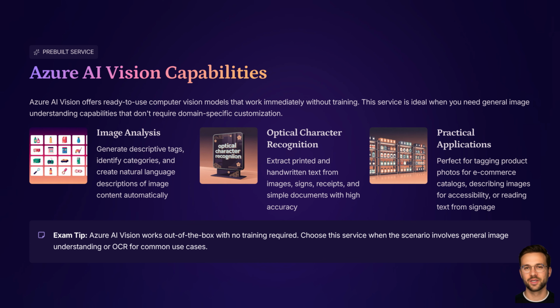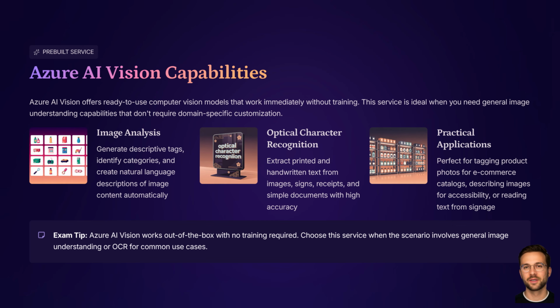Typical scenarios where Azure AI Vision is a good fit include automatically tagging product images for an online catalog, detecting whether an image contains certain common objects or scenes, extracting printed text from a picture of a sign, a menu, or a simple document, and building applications that need general-purpose understanding of images. In exam questions, phrases such as analyze images and generate tags, describe what is in a picture, or read text from an image are strong indicators that the right answer involves Azure AI Vision.